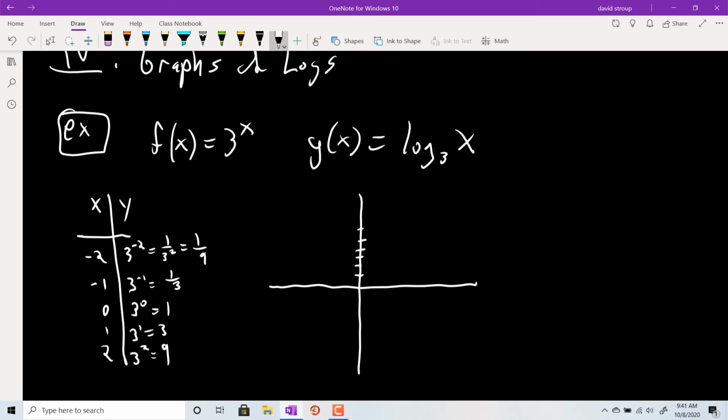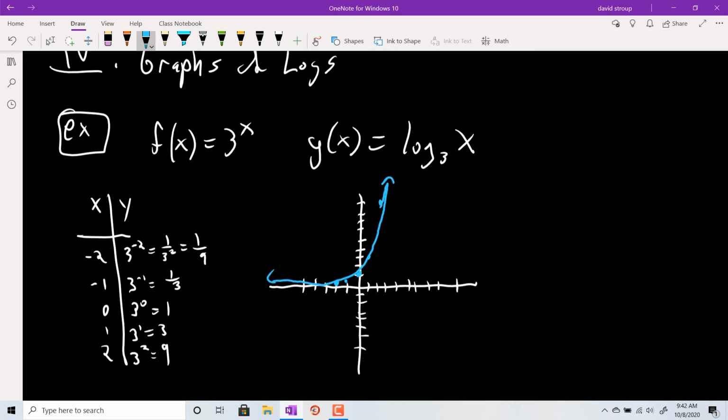Okay, so -2, 1/9. I'll put that maybe in blue or something. -2, 1/9. -1, 1/3. 0, 1. 1, 3. And then 2, 9. Okay, so that's our exponential growth function. I'm doing a very poor job of drawing it. There it is.